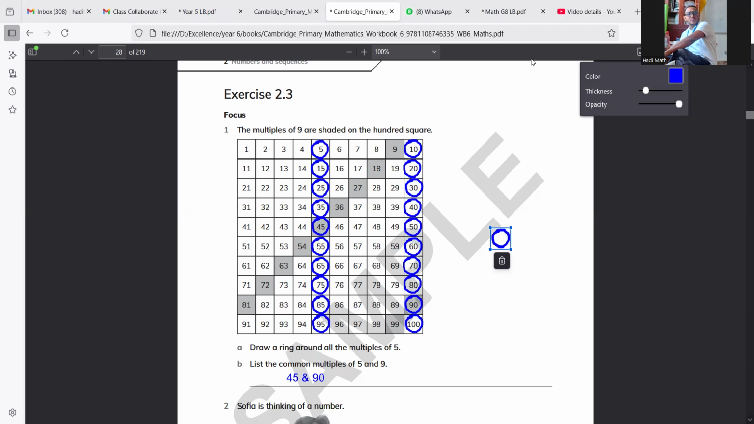So from those multiples of 5, they ask you to list all the common multiples of 5 and 9. So we'll look at them. We know only 45 and 90 are common multiples. How? Because multiples of 9 are shaded, and multiples of 5 we draw a ring around. So now we see those are shaded and have a circle around them. You'll find only 45 and 90. Those are the only two common multiples of 5 and 9.